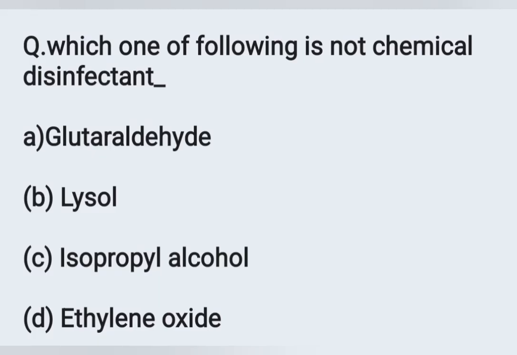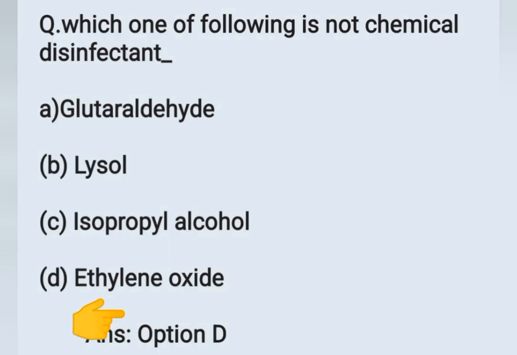Move on to the next question. Which one of the following is not a chemical disinfectant? Options. Option A, glutaraldehyde. Option B, Lysol. Option C, isopropyl alcohol. Option D, ethylene oxide. Here the question is, which one is not included in chemical disinfectant? And the correct answer is, it is ethylene oxide. Ethylene oxide is in the form of gaseous state. Remaining all are chemical disinfectants: glutaraldehyde, Lysol, isopropyl alcohol. Okay. Here the correct answer is option D, ethylene oxide.